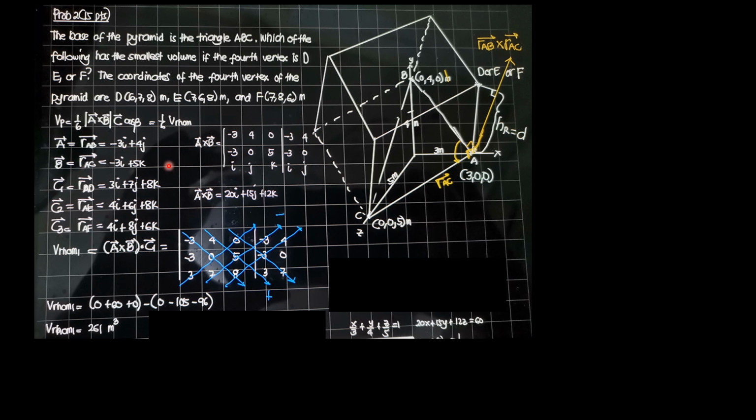Then vector B, which is this vector here, AC. It is C minus A, so 0 minus 3, negative 3i. 0 minus 0 is 0, then 5 minus 0 is positive 5k. So this is RAC.